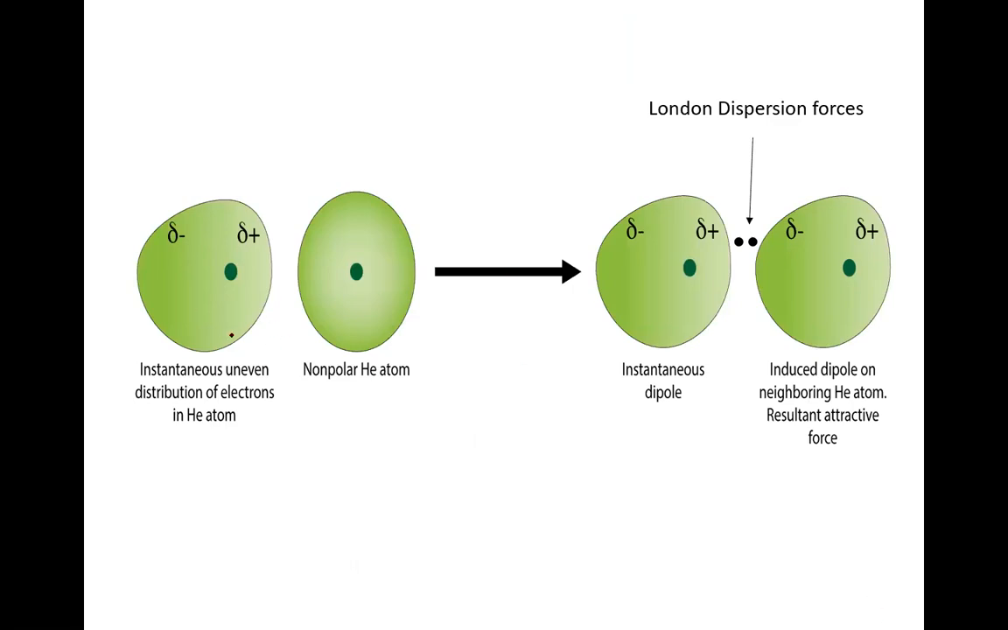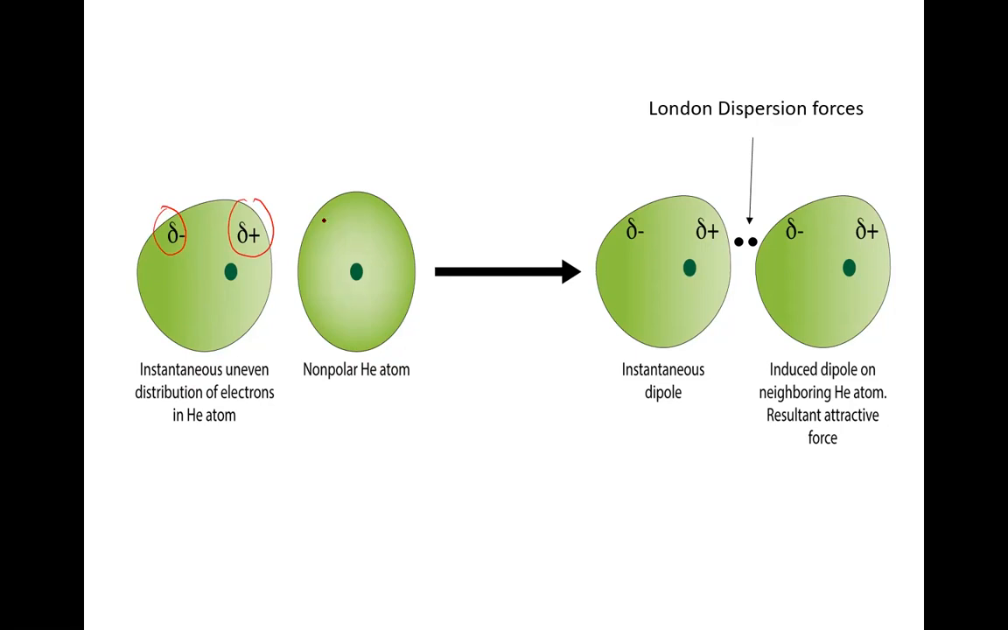So this is helium. There is an instantaneous uneven distribution of electrons in helium, because we know that the electrons are moving around the nucleus. So when both electrons move to one side, we call this an instantaneous uneven distribution. So this side will become partially negative and this side will become partially positive. So this is a non-polar helium atom, meaning that the distribution of electrons is even.